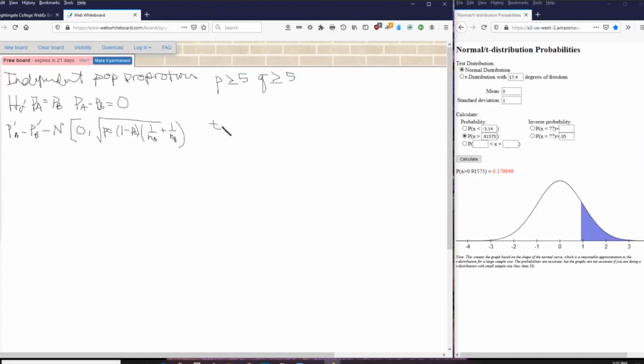And our test statistic, excuse me, that should be a Z, is going to be P prime of A minus P prime of B. Remember that the prime is the estimated proportion, minus the population proportion of A, the population proportion of B, all divided by the square root of the pooled proportion times 1 minus the pooled proportion times 1 over the sample size of A plus 1 over the sample size of B. Okay, and let's go ahead and do an example.